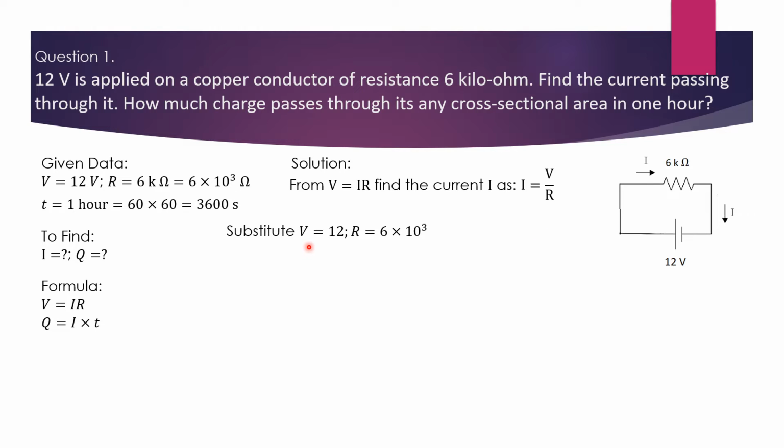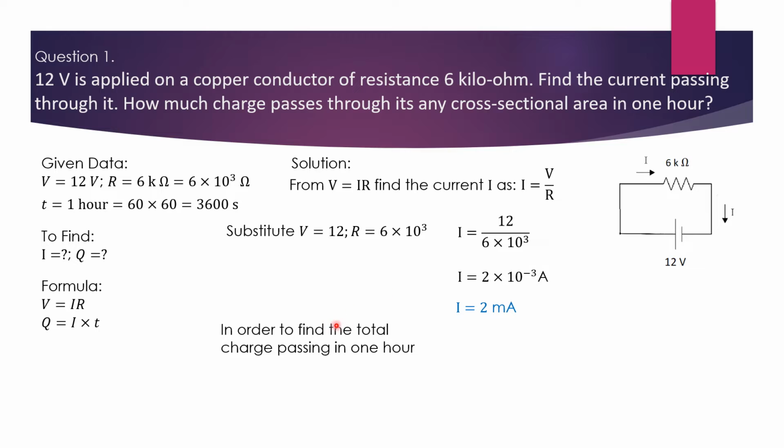Substitute V is equal to 12, R is equal to 6 into 10 power 3. I becomes 12 divided by 6 into 10 power 3. Calculating this results in 2 into 10 power minus 3 ampere, or I is 2 milliampere. That is, 2 milliampere current will flow through this resistor.